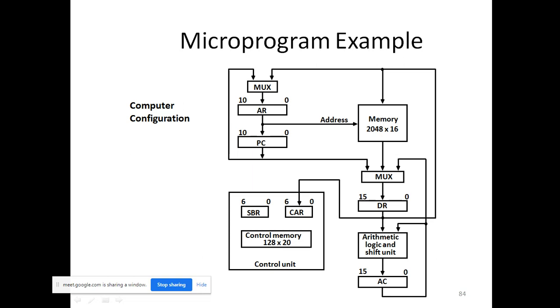And coming to the arithmetic logic and shift unit, it is used for the micro operations on the given data. The first operand is in the accumulator and the second operand is in the data register. After performing the operation, the final result is also stored in the accumulator, which is sent to the memory. That address is also sent to the memory with the help of the address register.